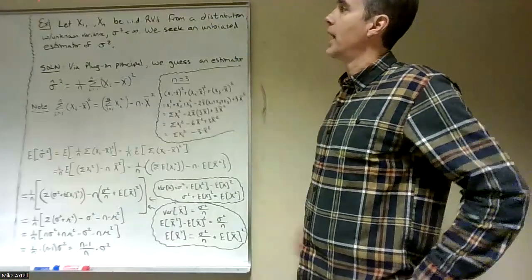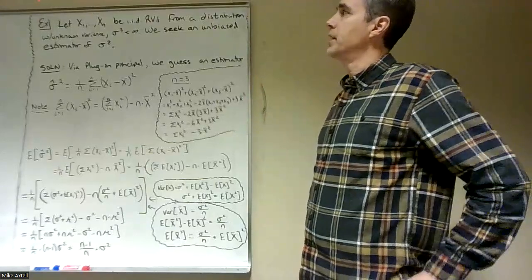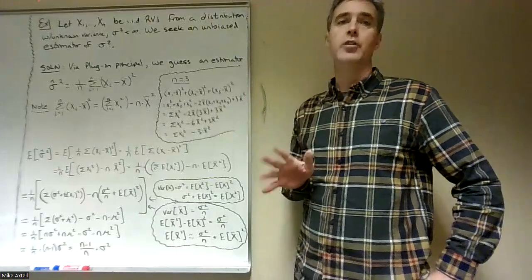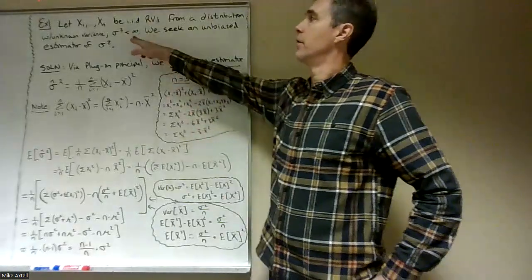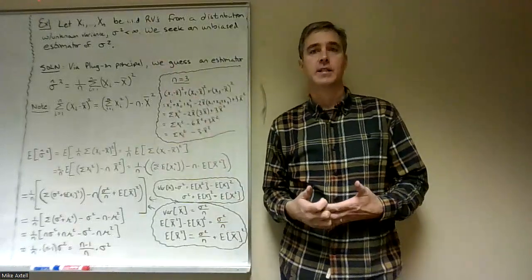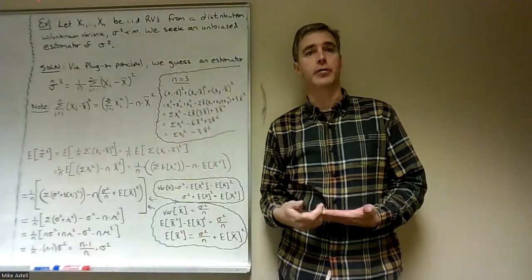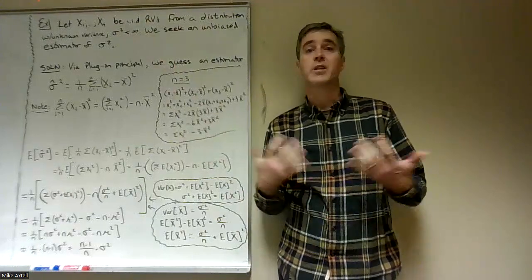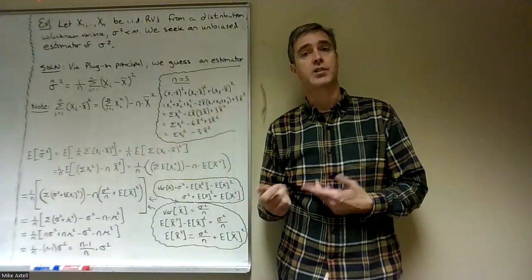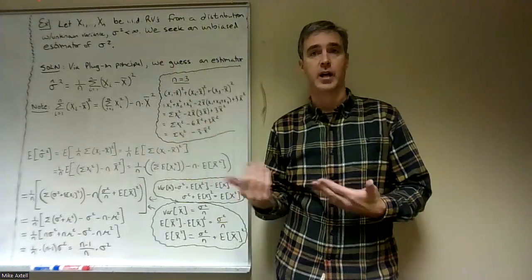So I've got x1 up through xn independently and identically distributed random variables from a distribution with an unknown variance, though I do know the variance is finite. And we're looking to figure out an unbiased estimator for that variance, sigma squared, okay? Now, we're just going to guess at an unbiased estimator and then check its bias to see if we're correct. So we're going to guess and check.